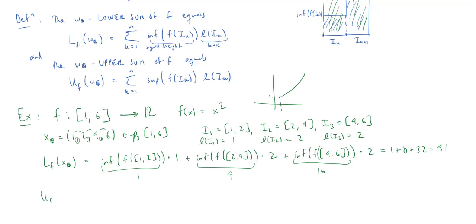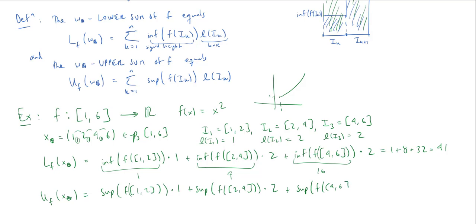All right, now how do we do the upper sum? Well, everything is going to look the same, except everywhere I wrote an inf, I have to write a sup. So I have the supremum of f on [1, 2] times, well, it's still the same length, still 1. Plus the supremum of f on [2, 4] times 2, plus the supremum of f on [4, 6] times 2.